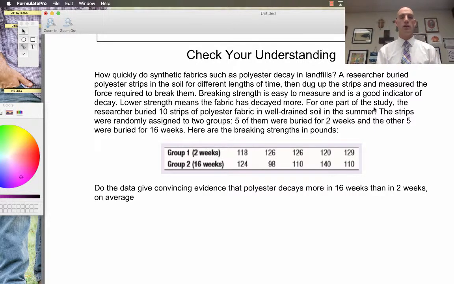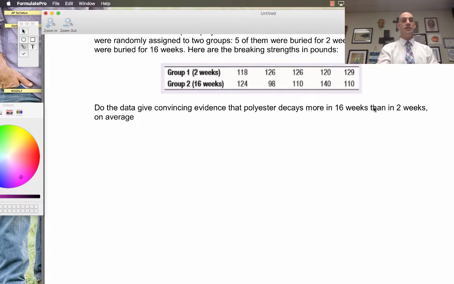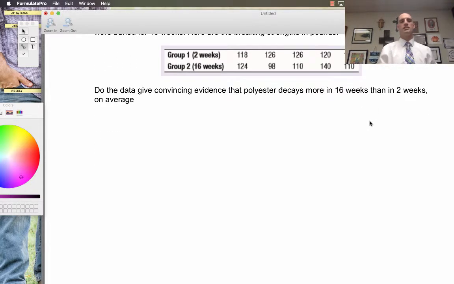So group 1, for 2 weeks, breaking strength is 118, 126, 126, 120, 129. Group 2 is in there 16 weeks, so 124, 98, 110, 140, 110. So we got a couple that are higher, a couple that are lower in that second group. Let's see if we have convincing evidence that polyester decays more in 16 weeks than in 2 weeks. That's the key. So what we're going to state is this: we are going to find the difference in the means, and that's going to be the true difference.